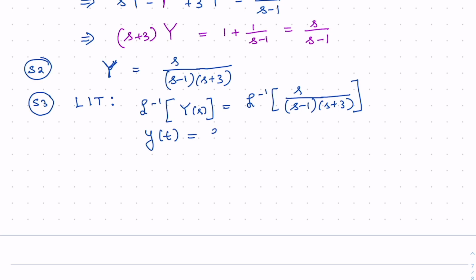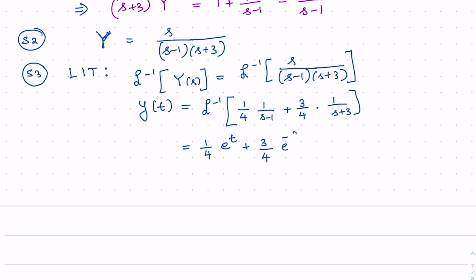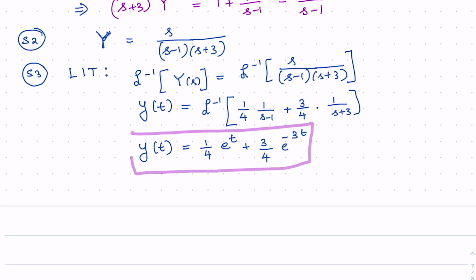I would have Laplace inverse of, if you do the partial fractions, 1 over 4 as my constant A times 1 over s minus 1 plus 3 over 4 as my constant times 1 over s plus 3. And if I simplify that, if I do the Laplace inverse, there's going to be 1 over 4 of Laplace inverse of 1 over s minus 1, which is e to the t, and 3 over 4 times the Laplace inverse of 1 over s plus 3, which is e to the negative 3t. And so therefore your solution, you can say y of t is equal to 1 over 4 e to the t plus 3 over 4 e to the negative 3t.